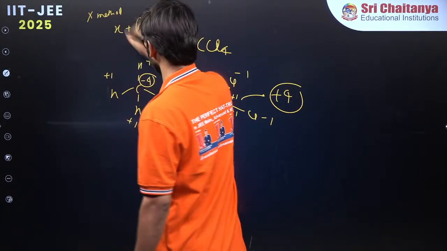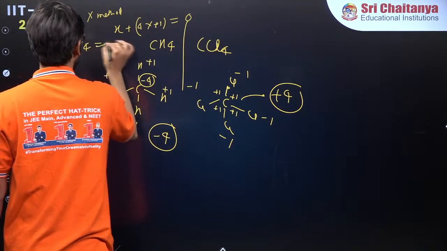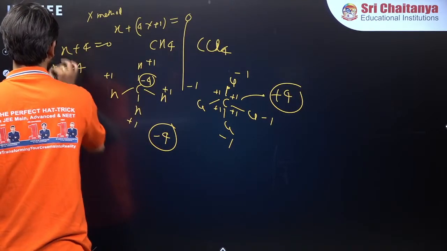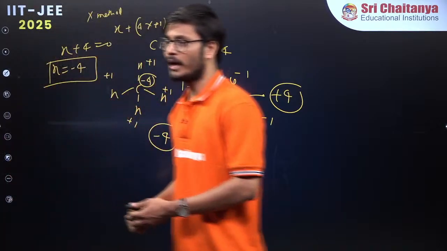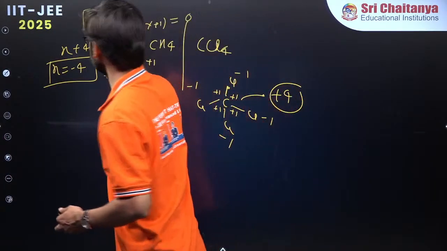Is equal to 0. Total charge is equal to 0. So what do we get? X plus 4 is equal to 0. X is equal to minus 4. So you can solve with the help of bonds as well as the X method.